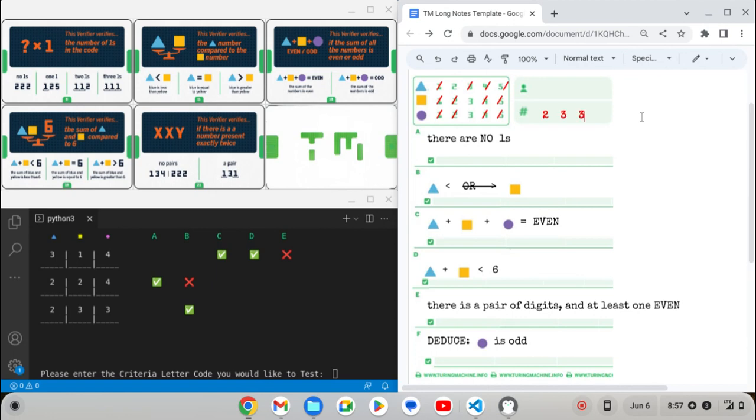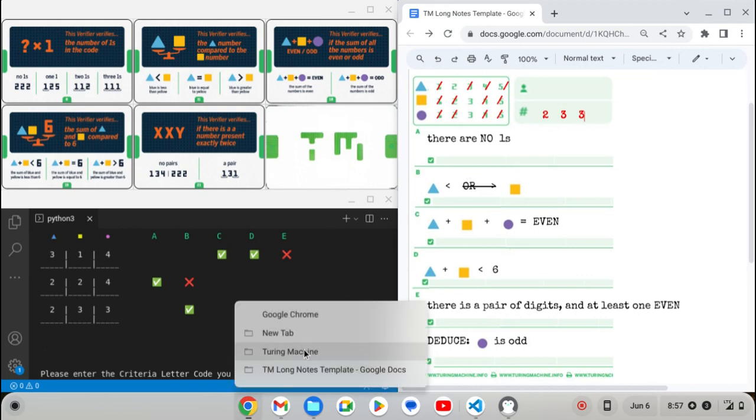All right, so let's just quickly review. Yeah, there are no ones. Triangle, the first digit is less than the second. That's correct. The sum is even. Yes. The first 2 sum up to less than 6. They do. There is a pair, and we deduce that the circle is odd. Okay, so that looks like we should get the correct answer, though I am concerned about the Turing machine.